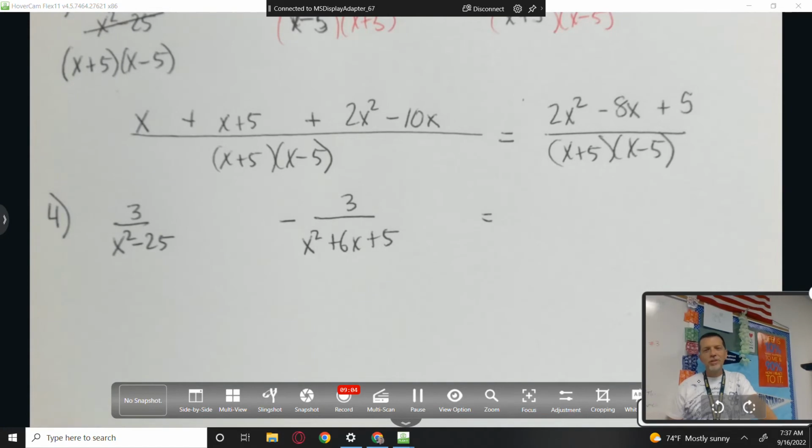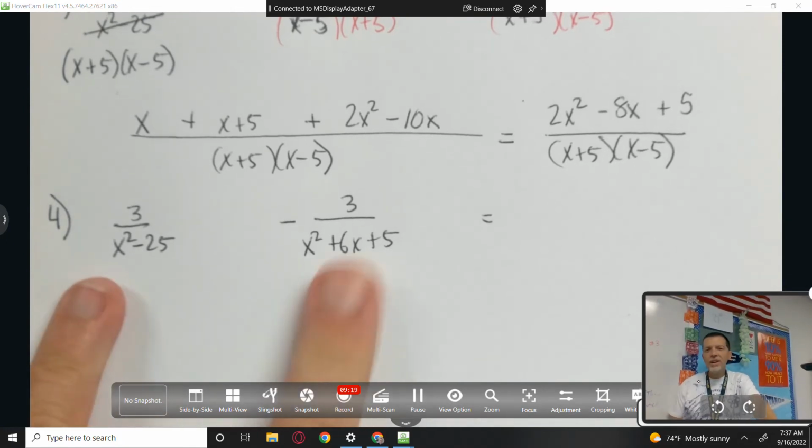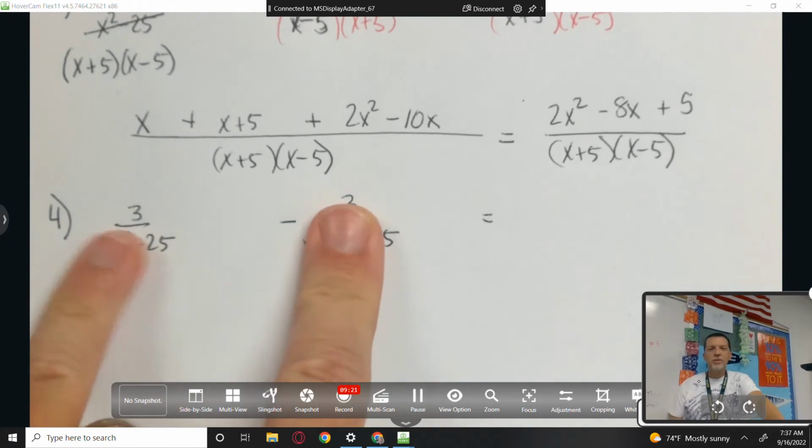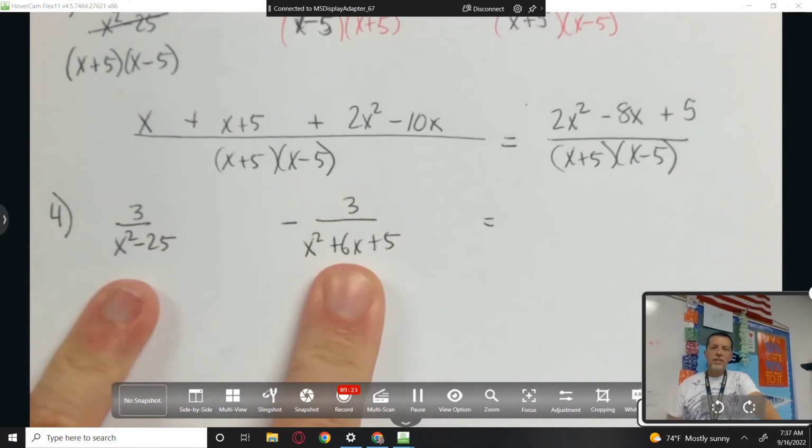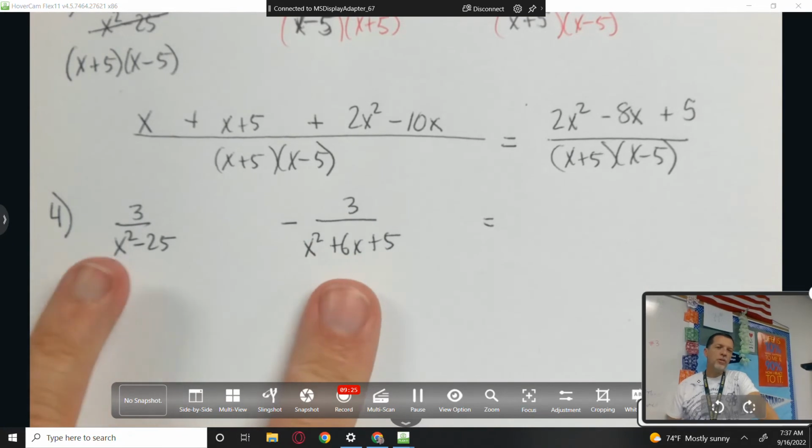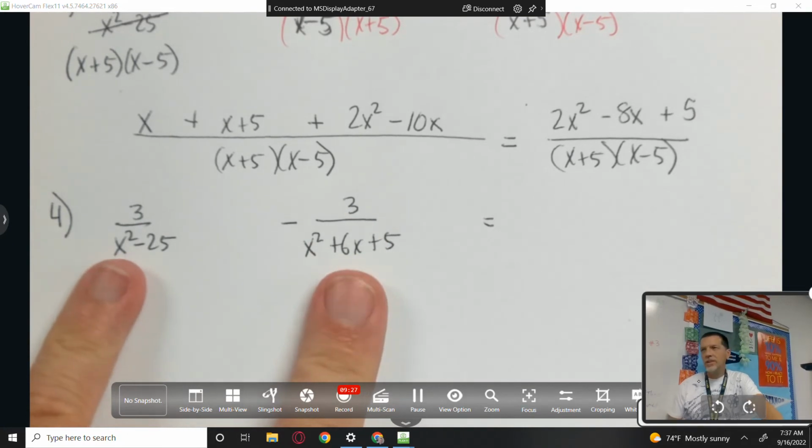Surely no one's going to do this, but once in a while, a student says, oh, look, 3 minus 3 is 0. Well, I mean, yes, 3 minus 3 is 0, but that's not what's happening here. You have to have a common denominator before you even look at the numerators. So let's look at the denominators first, and what should we do first with these two denominators?